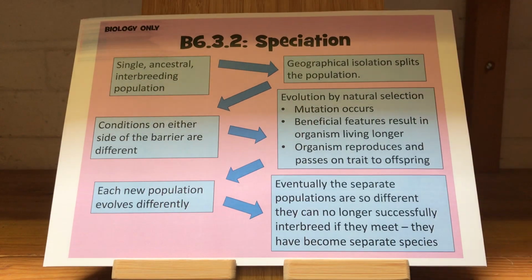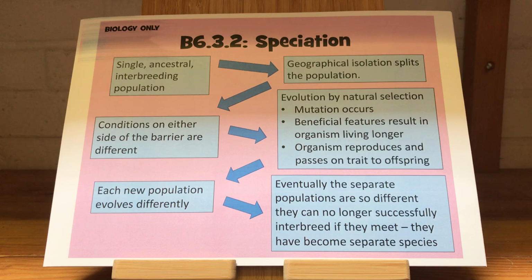Now let's have a look at what speciation is. So this was where we had our single ancestral interbreeding population. You can see this works as a 6 marker. We've got the geographical isolation splits the population. Maybe they've gone to different islands in the Galapagos, for example. The conditions in those different geographical areas are different. So then we get the natural selection occurring. So we get the mutations or the variation, and the beneficial ones live longer, reproduce and pass it on to their offspring.